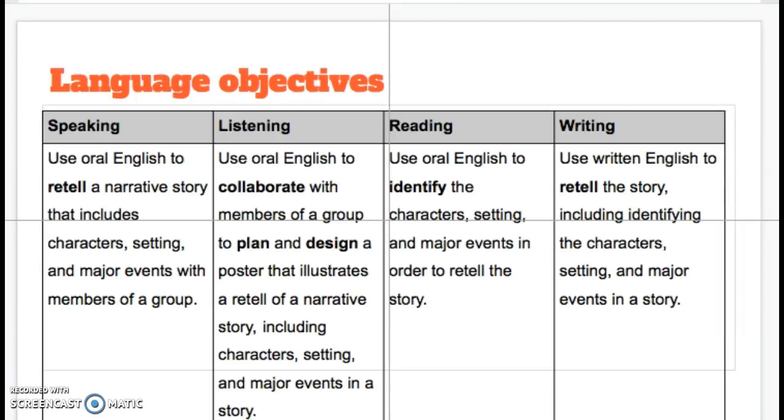In reading, the students are going to use oral English to identify the characters, setting, and major events in order to retell the story. And the students will be using written English to retell the story, including those story elements.